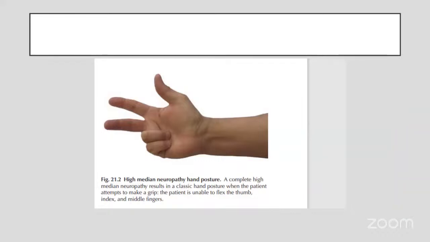This is high median neuropathy hand posture. A complete high median neuropathy results in a classic hand posture. The patient attempts to make a grip. The patient is unable to flex the thumb, index, and middle fingers.